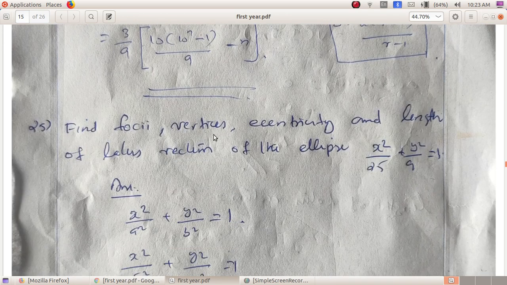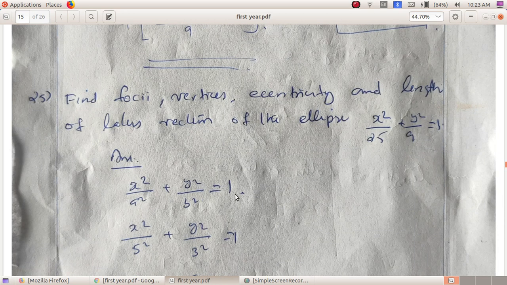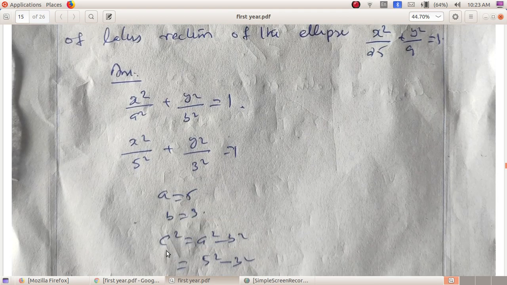Find the foci, vertices, eccentricity and length of latus rectum of the ellipse x square by 25 plus y square by 9 is equal to 1. We have the formula x square by a square plus y square by b square is equal to 1. So x square by 25 means 5 square, then 3 square equal to 1. So a is equal to 5, b is equal to 3. Clear. By the formula c square is equal to a square minus b square, this is to be learnt by heart.